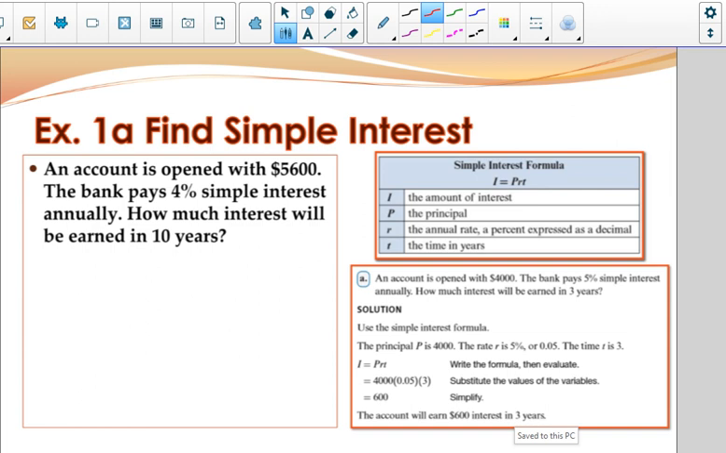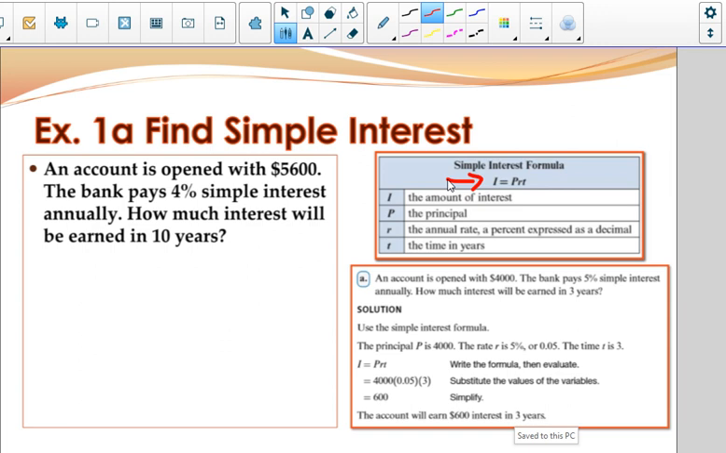So if you look at the formula right here, I equals PRT. I is the interest you earn, and P is the principal, the original amount that you invest into the bank. R is the interest rate the bank is going to pay you to put your money into their bank. And T is the time. How many years are you going to be putting your money in there? The time has to be in years. If they give it to you in months, you have to convert the months to years.